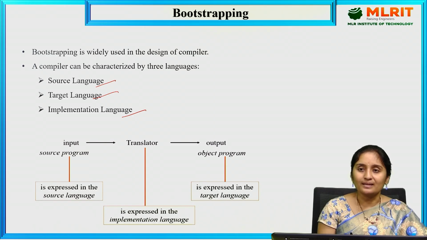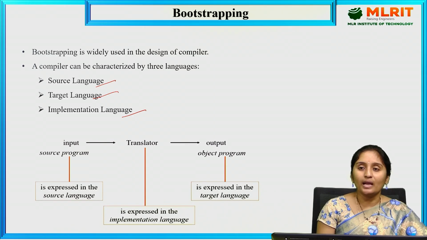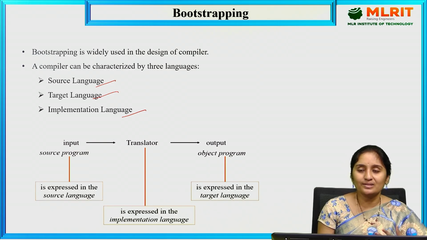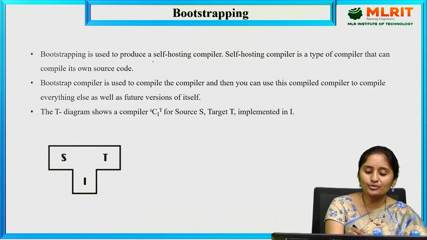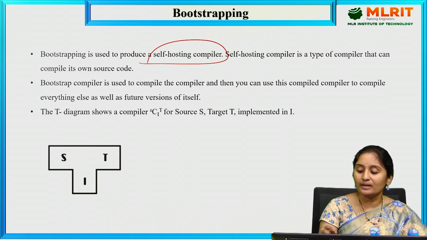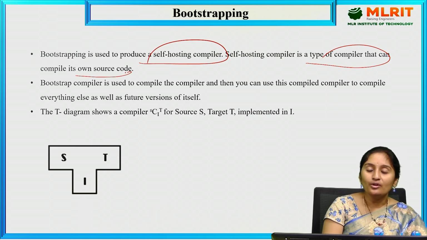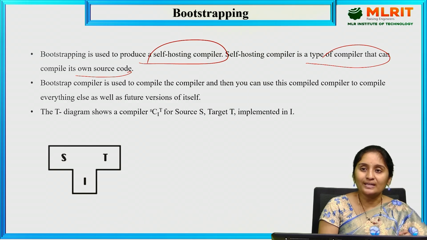The compiler is like a translator which translates the source program into a target language with the help of some programming language like C, C++, Python or Java. Bootstrapping is mainly used to produce the self-hosting compiler. The name itself tells us that self-hosting means it compiles itself. It is a type of compiler that can compile its own source code. So bootstrapping produces the self-hosting compiler.